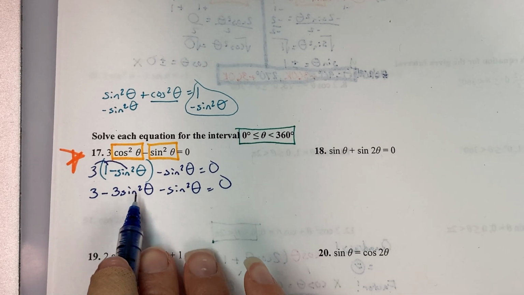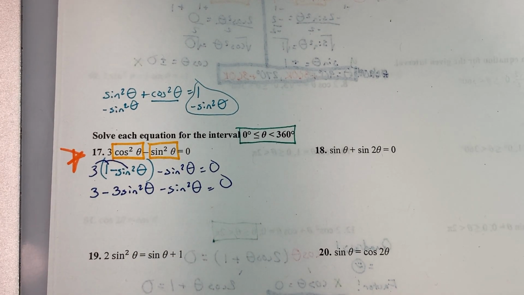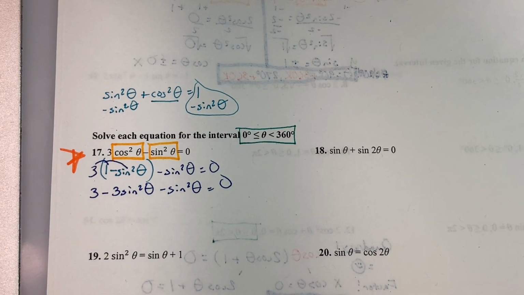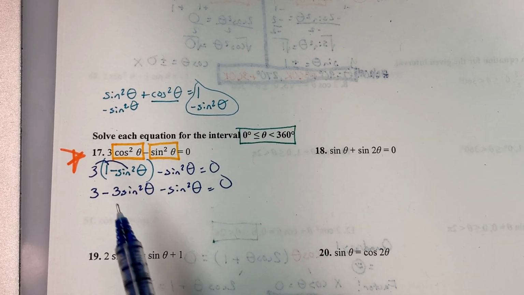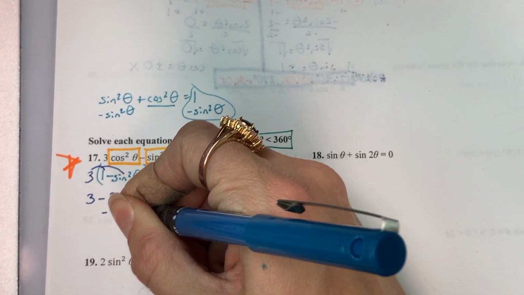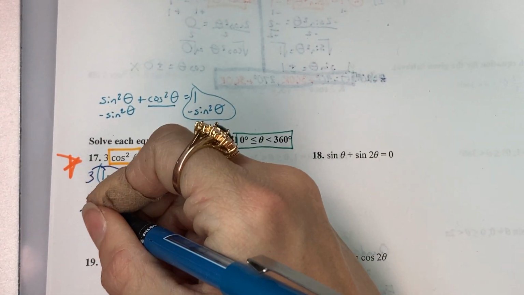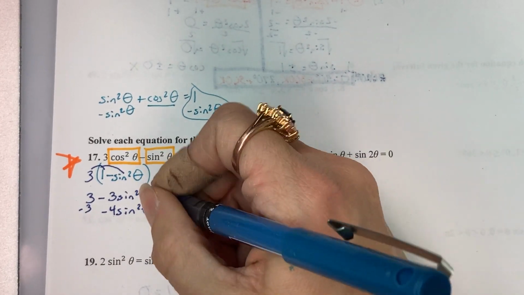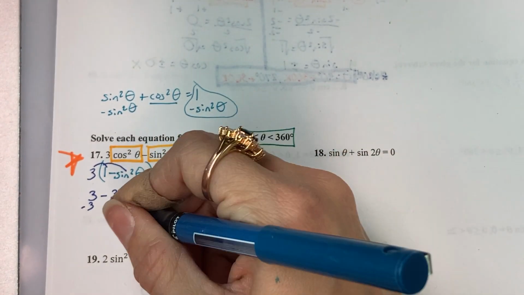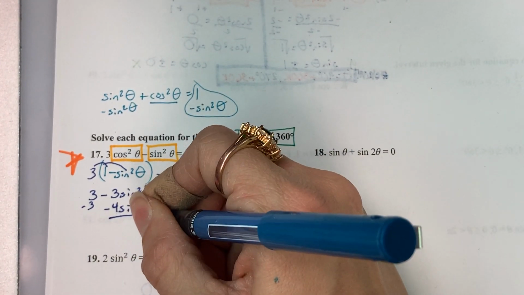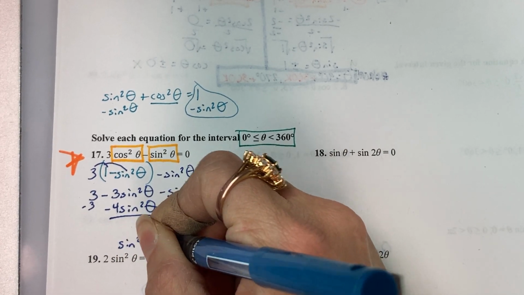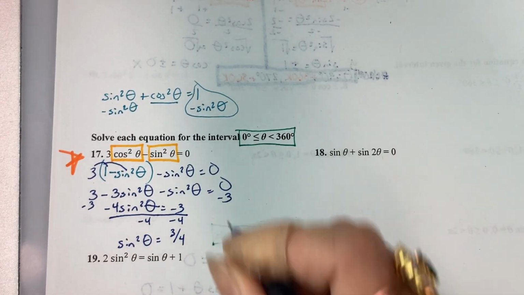And since I have two quadratic terms, but no other single term like just sine, we can go ahead and isolate these by adding them together. The negative 3 sine squared and the negative sine squared is negative 4 sine squared theta. And we're going to isolate by subtracting that 3 over to the other side, giving me negative 3. So to isolate the sine squared further, we divide both sides by negative 4. And we get sine squared theta equals 3/4.